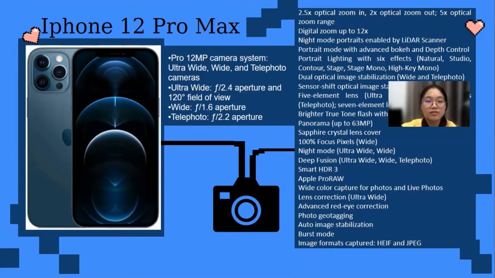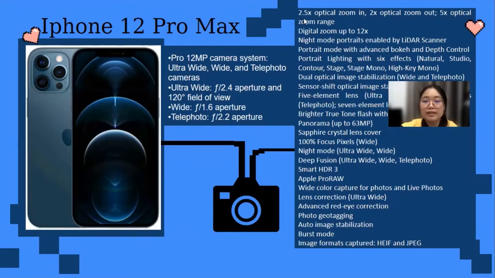Today, I am going to explain about the distortion and the intrinsic parameters using my phone. I'm using an iPhone 12 Pro Max. It consists of 4 cameras, with one being the front camera and 3 at the back. It has the Pro 12 megapixel camera system with the ultra wide and telephoto cameras. The ultra wide camera has 2.4 aperture and 120-degree field of view. The wide camera has 1.6 aperture. The telephoto camera has 2.2 aperture.